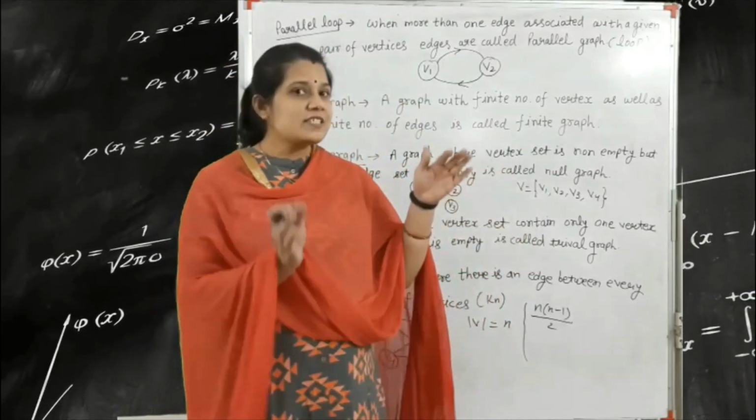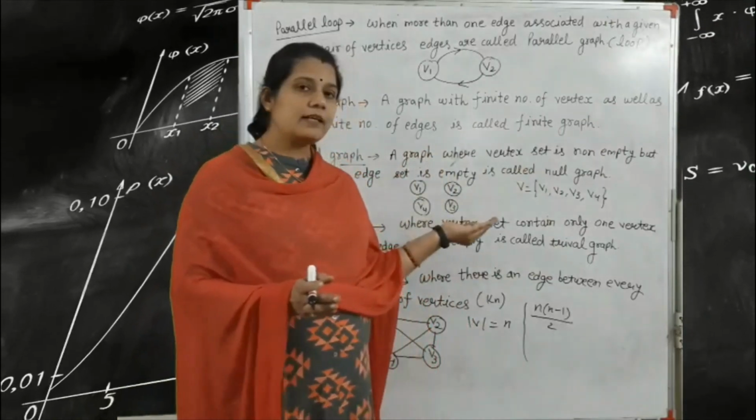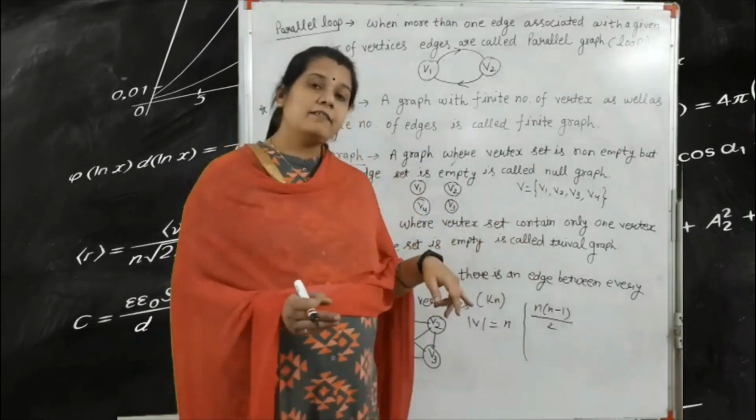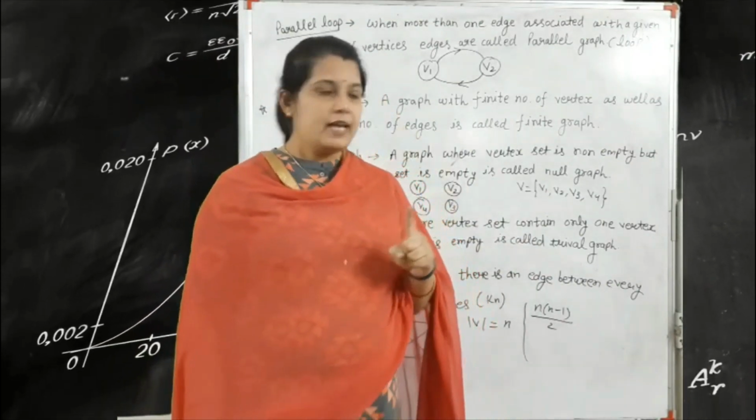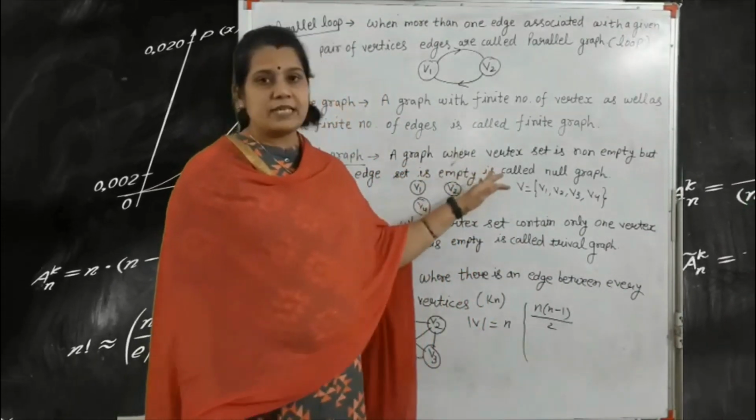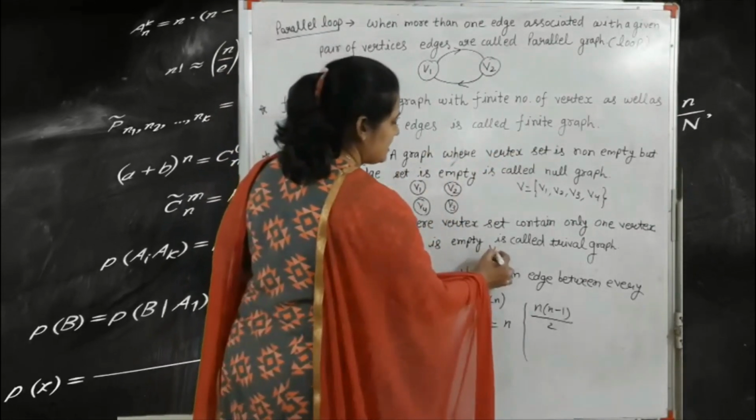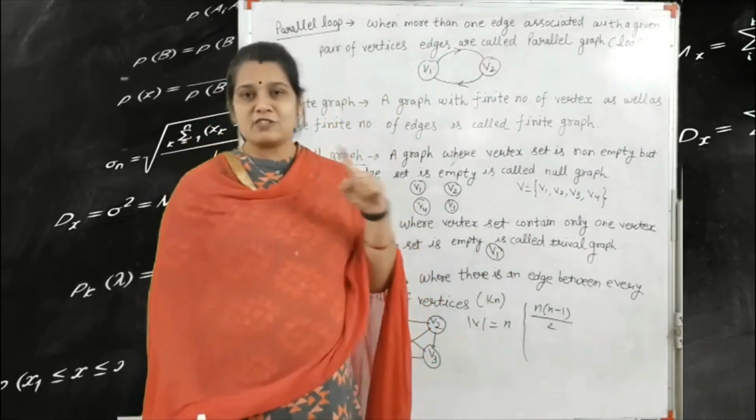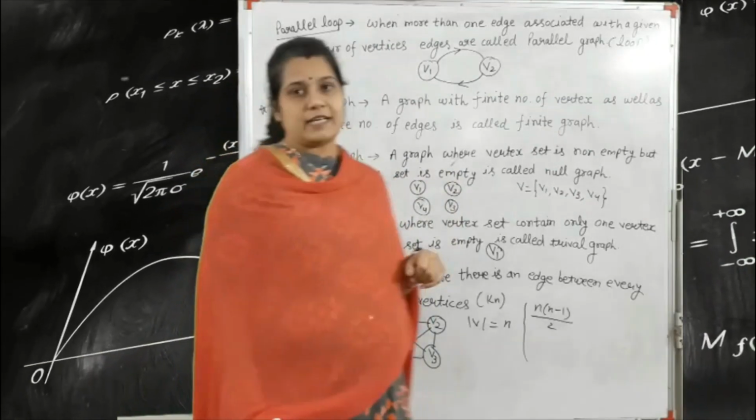So what is the difference between the null graph and the triangle graph? In the null graph the vertex set is non-empty, but in the triangle graph the vertex set contains only one vertex, and the edge set is empty. So what is the diagram? Yes, it's very easy, because we draw only one vertex. So this is the triangle graph. Got it? Next one is the complete graph.